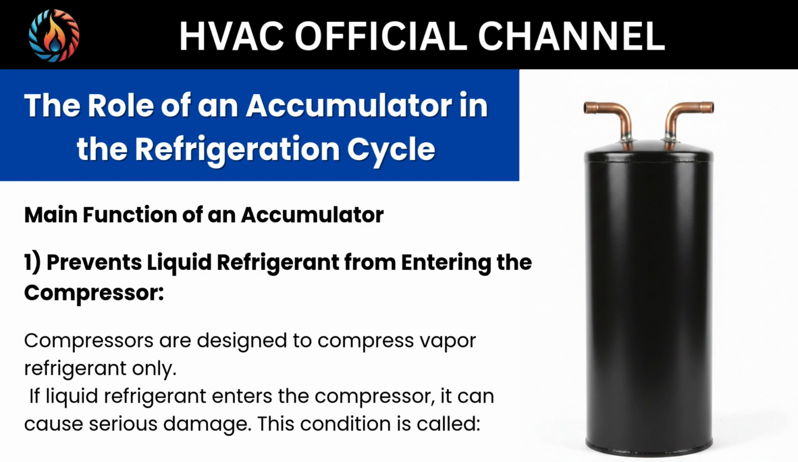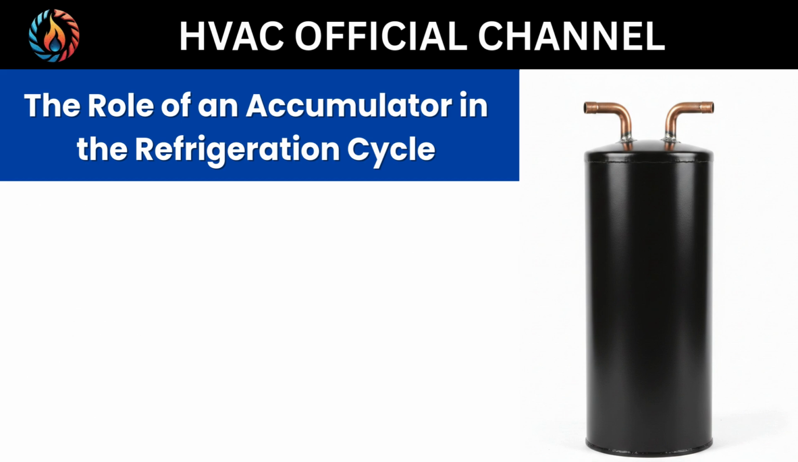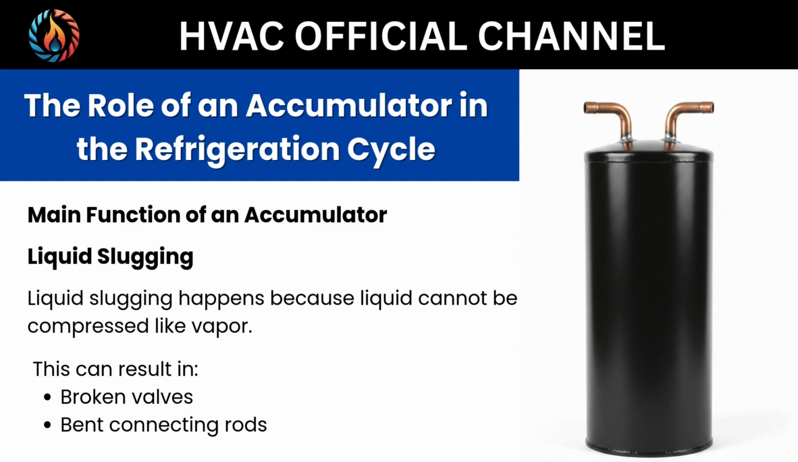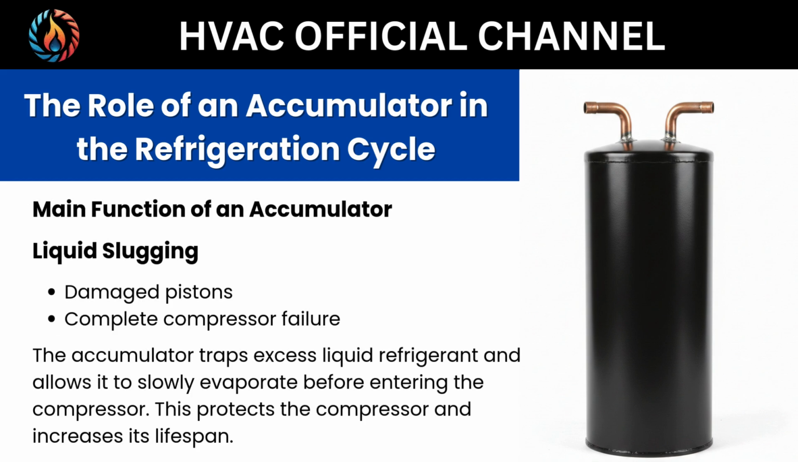This condition is called liquid slugging. Liquid slugging happens because liquid cannot be compressed like vapor. This can result in broken valves, bent connecting rods, damaged pistons, and complete compressor failure. The accumulator traps excess liquid refrigerant and allows it to slowly evaporate before entering the compressor. This protects the compressor and increases its lifespan.